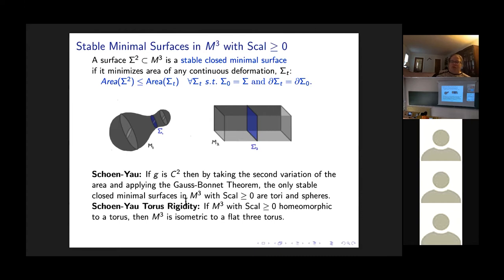Schoen and Yau prove this torus rigidity theorem. It says that if M3 with scalar curvature greater than 0 is homeomorphic to a torus, then M3 is isometric to a flat 3-torus. So this picture here is actually the only possibility, with all different widths and lengths, but they're always a flat 3-dimensional torus if you actually have scalar curvature greater than or equal to 0. It follows by combining this with much more work, okay? It's not just an immediate consequence of this Schoen-Yau theorem about minimal surfaces, but you can sort of see the picture here. There's something going on when there's a stable torus inside.